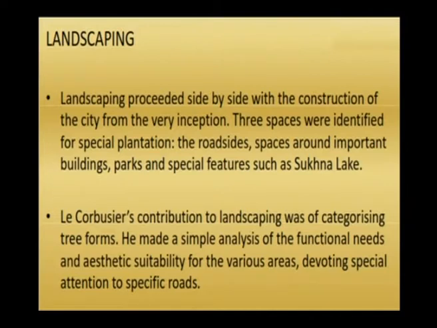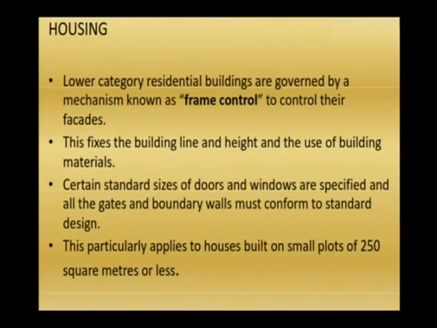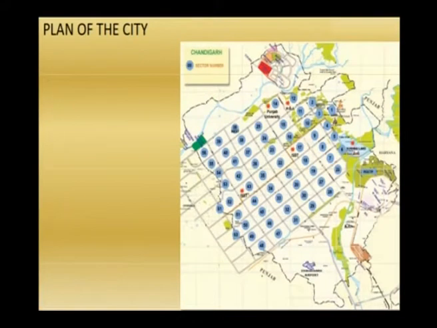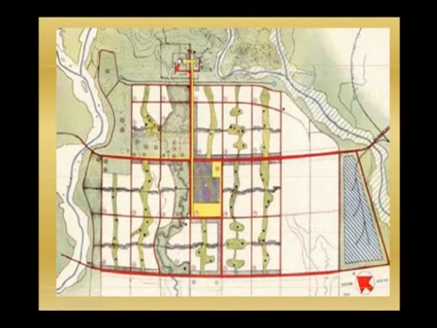Landscaping again was a very important concept, but like we have discussed, his landscaping was supposed to have only functional needs. Aesthetic suitability was not given that much importance. Lower category housing and residential buildings were known by the frame control to control their facades. This fixes the building line and height, as well as the use of building materials. The 7 V's establish the hierarchy of traffic, V1 being the major roads connecting Chandigarh to other cities, V2 are the major avenues of the city, V3 are the corridors, streets for vehicular traffic, and V4 through V7 are roads within the sectors. So this is the basic plan of the city, where you have the sectors and the green belts running across.